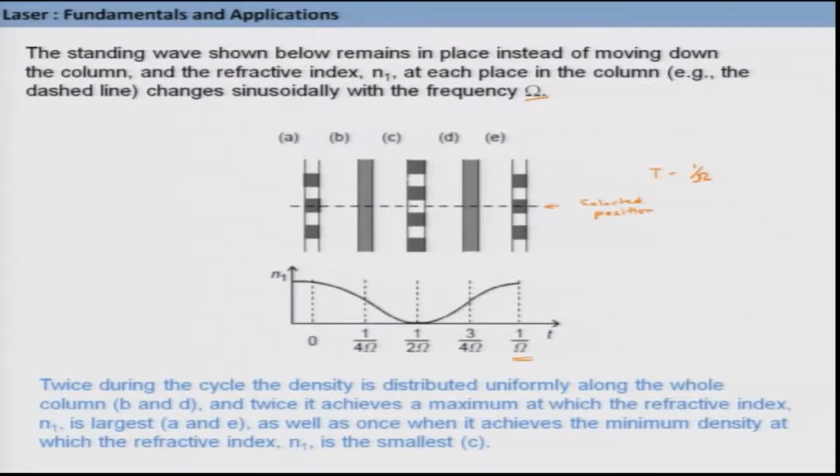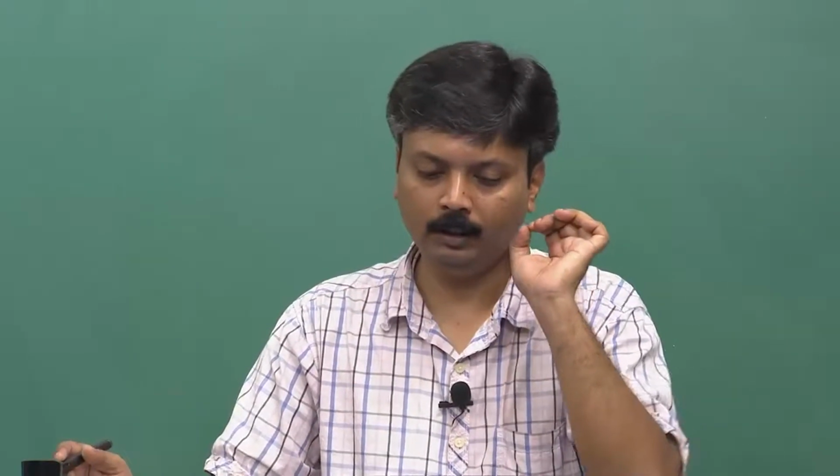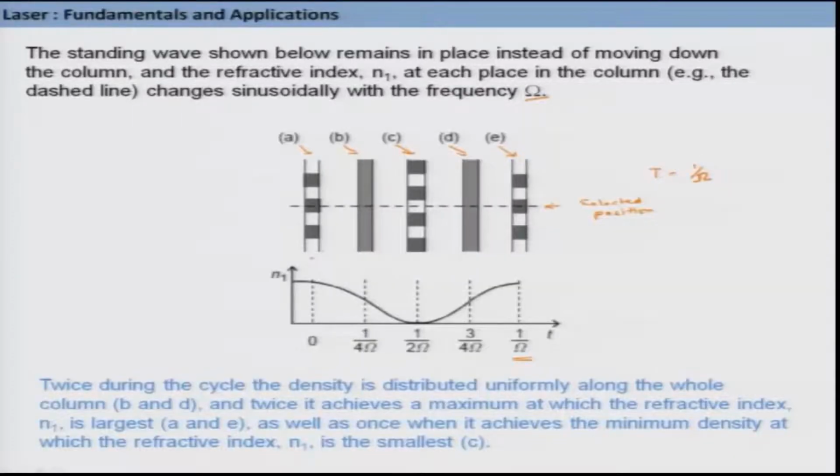So, these are a little bit shifted. So, you can easily correlate, this refers to this one, okay. So, for B and D, the density is uniformly distributed over the column, okay. On the other hand, for case A and E, you have the maximum refractive index.